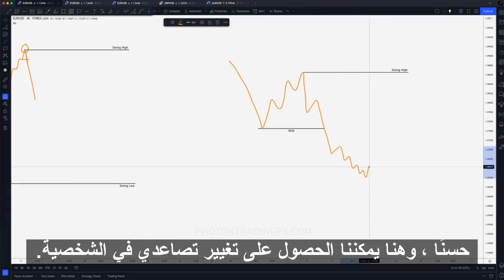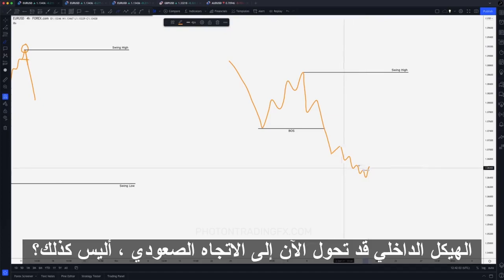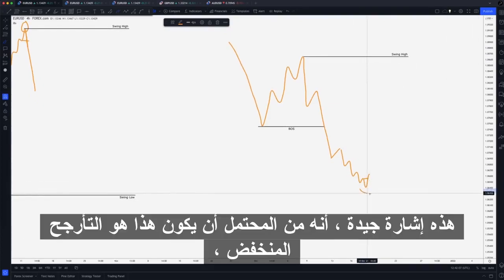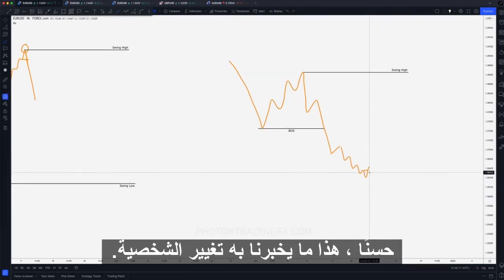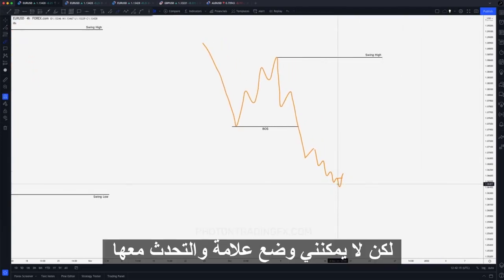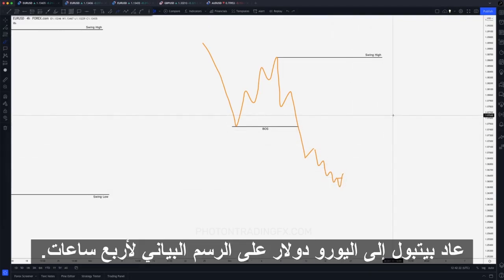And here we could get a bullish change of character. Okay, boom, we've had a bullish CHoCH. The internal structure has now switched bullish, right? That's a good signal that this probably is going to be the swing low and we probably are going to pull back, right? That is what change of character tells us. It's a good sign that potentially we're going to get that swing pullback. But I cannot mark out and tell with certainty that this is going to be the swing low, right? Until I get that 40 pip pullback on EUR/USD on the 4 hour chart.